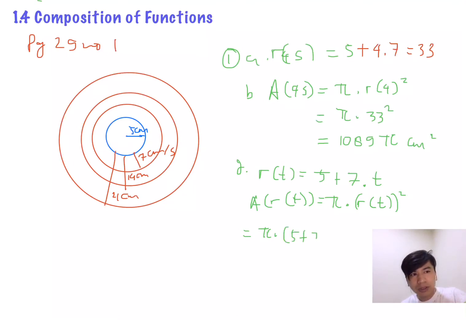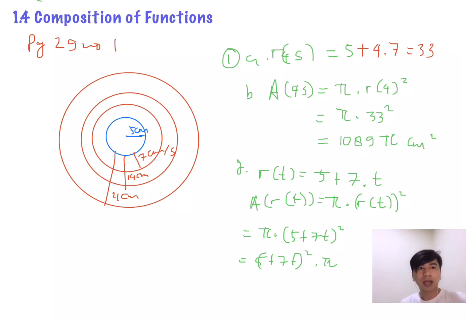5 plus 7t squared. So I'll have (5 + 7t)² times pi. I'll just put it this way.